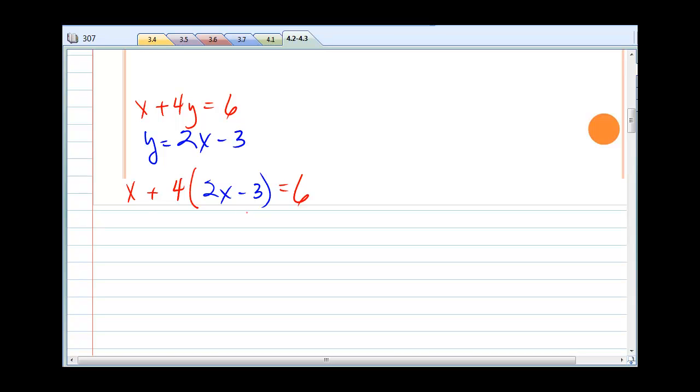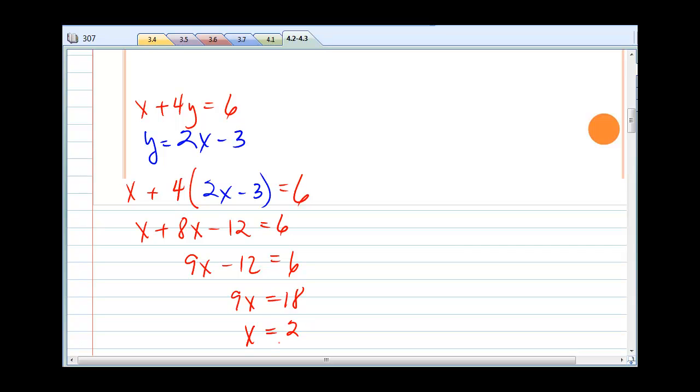Now I have an equation that's all in x's, and I can just solve for x. So x plus 4 times 2x is 8x minus 12 equals 6. Combining my like terms, 9x minus 12 is equal to 6. Add 12 to both sides. 9x is equal to 18. Divide by 9, and I find out that x is equal to 2.